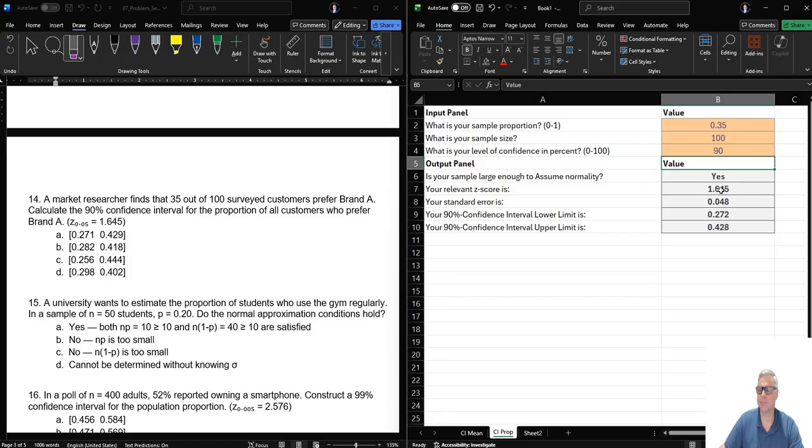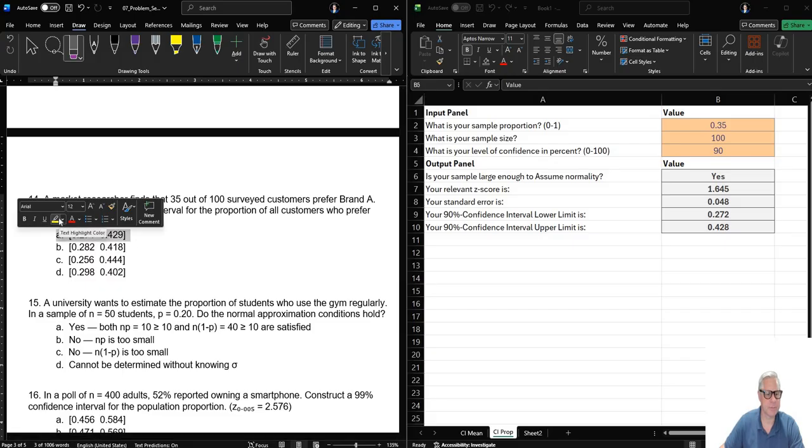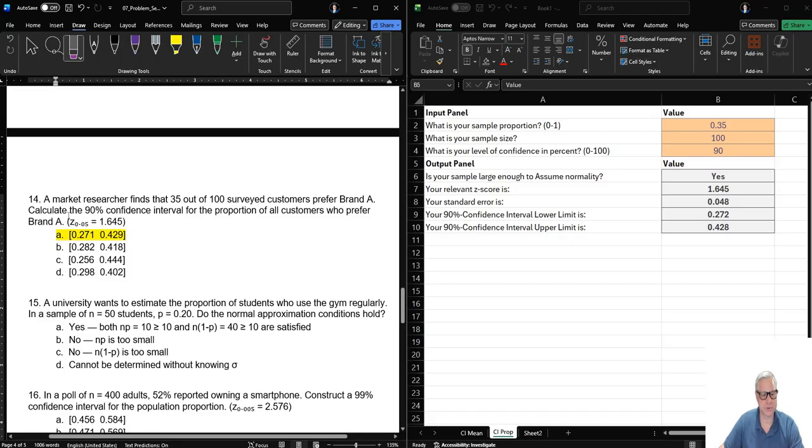And you see our dashboard gives us the same z-score as the question already. And now the lower limit is 27.7%. And here it's slightly different because that question used the rounded value. But the correct answer is obviously from 0.272 to 0.428. So that's A.